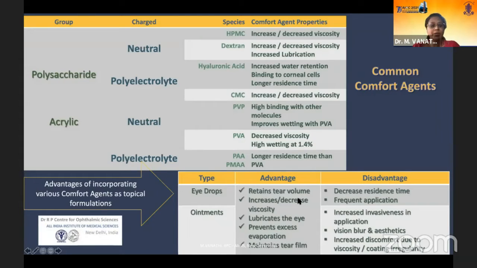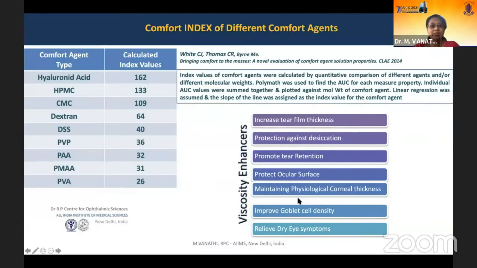Understand the cellulose lubricants, the components of the polymers, which are either polysaccharide based or acrylic based. They can be HPMC, dextran, hyaluronic acid, which are the polysaccharides, and CMC. The acrylic based are the PVP and PEG components. Each of them has its own role cut out, such as increasing viscosity, enhancing lubrication, increasing water retention, or acting as just wetting agents.